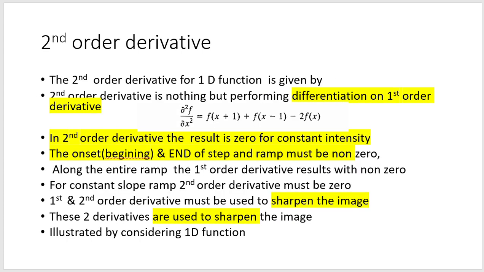Next, we'll discuss the second order derivative. Second order derivative for 1D function is represented by differentiating the first order derivative, that is ∂²f/∂x² is equal to f(x+1) plus f(x-1) minus 2 into f(x). So the second order derivative result is 0 for constant intensity, and it is mainly used to sharpen the image. For constant slope ramp, second order derivative must be 0. Therefore, these two derivatives are used to sharpen the image.